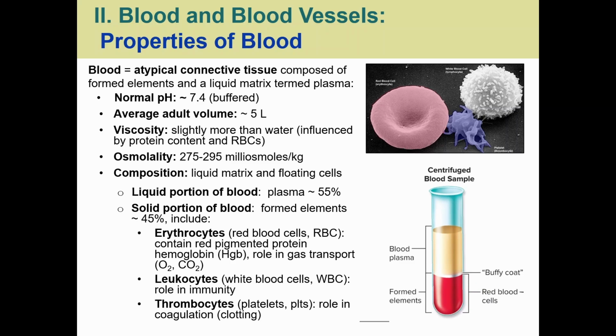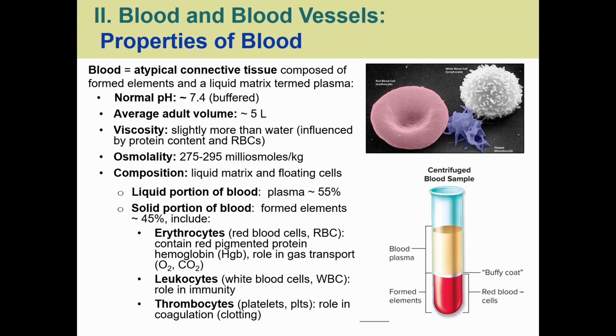And the average adult has about 5 liters of blood. The viscosity is a little bit thicker than water. So it's watery, right? It's not like maple syrup, but it's a bit more viscous than water.